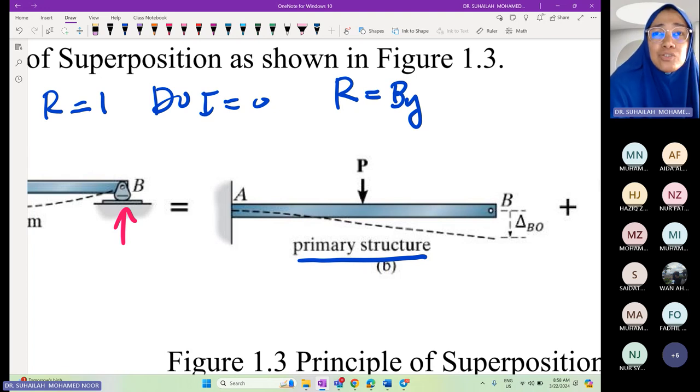Okay, but make sure when we remove redundant, dia jadi determinate beam. Dia tak jadi unstable. Maksudnya bila kita remove redundant, dia mesti represent support. Dalam case ni, bila kita remove BY, dia jadi cantilever. Cantilever beam. Ada tak option lain selain daripada BY?